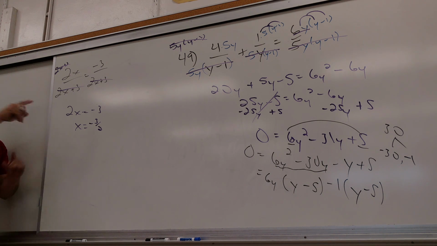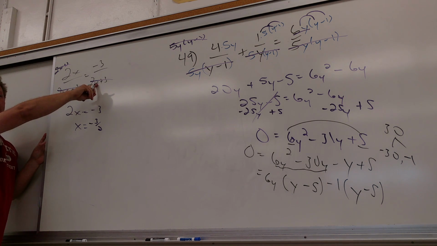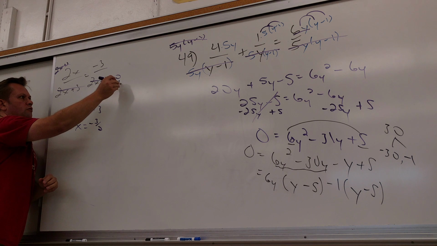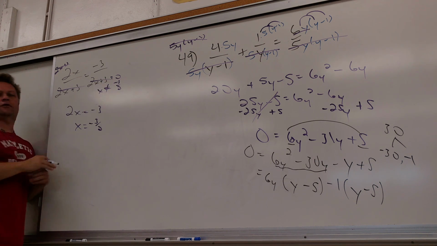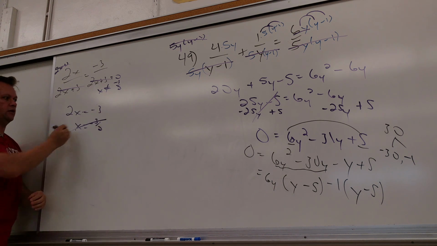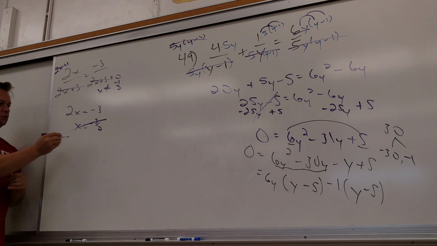Why? The only answer we got, what does it do when I plug it in? Yeah, because if I solve the denominator for 0, I get x equals negative 3 over 2. That's the one it can't be, right? It can't be negative 3 over 2 because what does it do to my equation? It makes both sides undefined. So then, therefore, there is no solution.